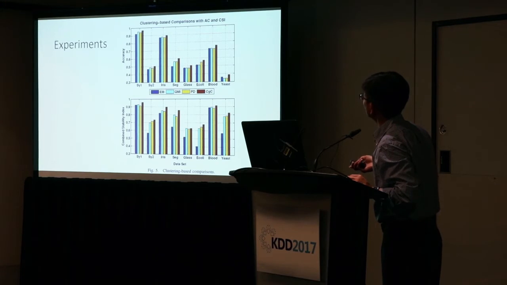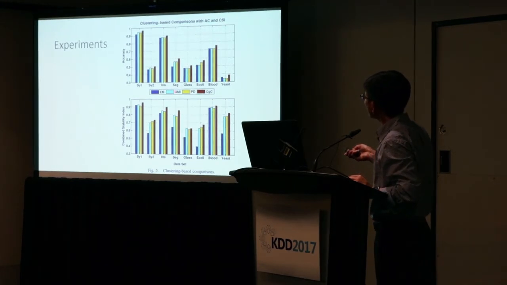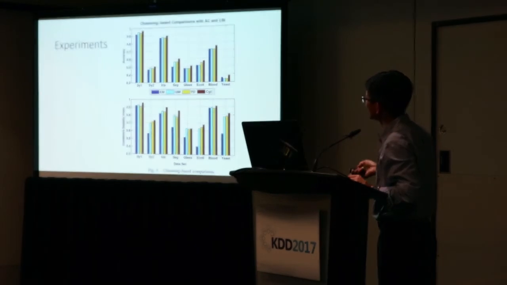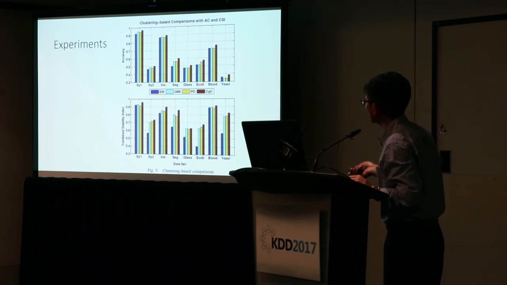So just to give you some of the outcome here, we compare with some other clustering methods, EM, QMI, and PD. And this is our method. You see that the accuracy on the very simple data, some of them improve quite a lot, some of them not so much, but basically you can see the improvement there.